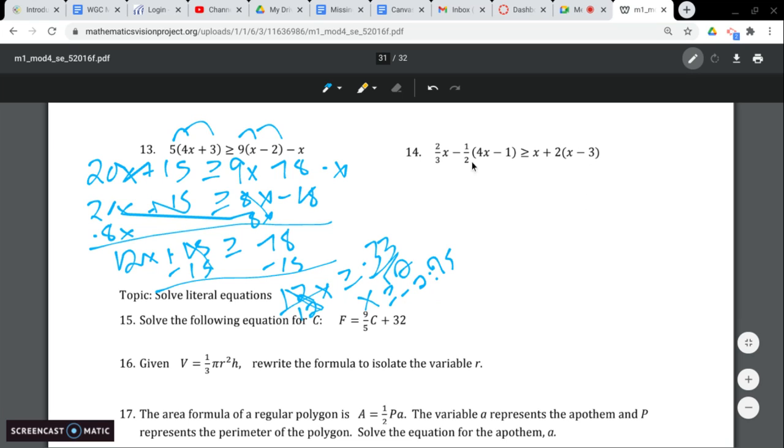Like I said, lots of stuff going on in this one. So once again, we're going to start with distributing. So we're going to distribute the -1/2, and we're going to distribute the +2. And I'm going to erase this over here so I have more space.